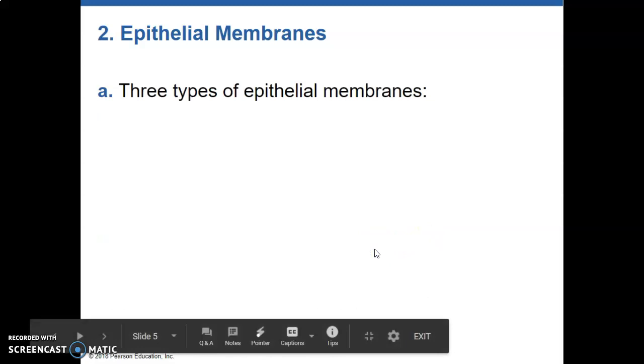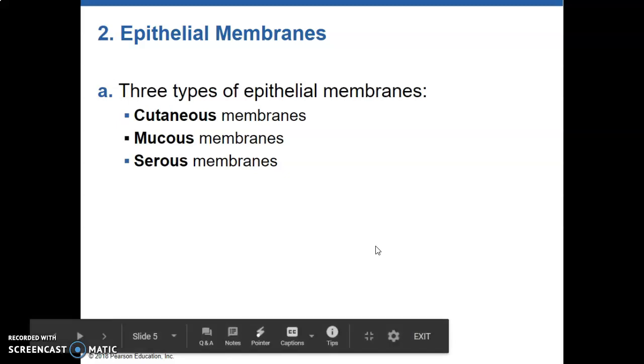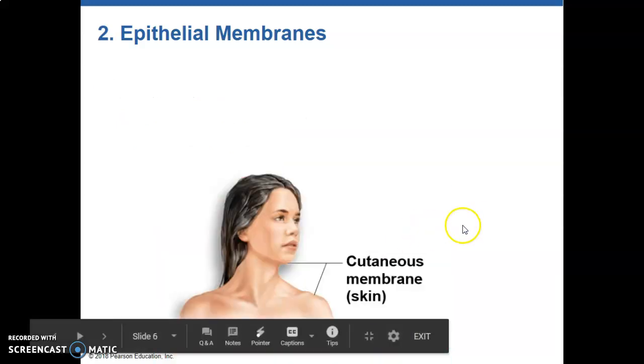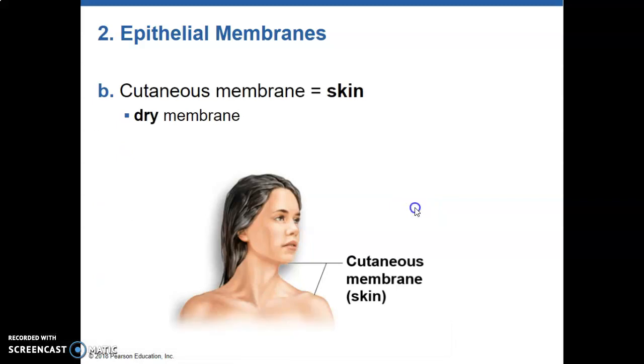All right, we have three types of epithelial membranes. The three types are cutaneous membranes, mucous membranes, which you've probably heard of, and serous membranes. We'll talk about each one of these individually. Cutaneous membranes include skin, and note that cutaneous membranes are dry membranes. These also represent the outermost protective boundary between our body and the external environment. Okay, so in that manner, the skin, a cutaneous membrane, functions to protect us from the external environment.